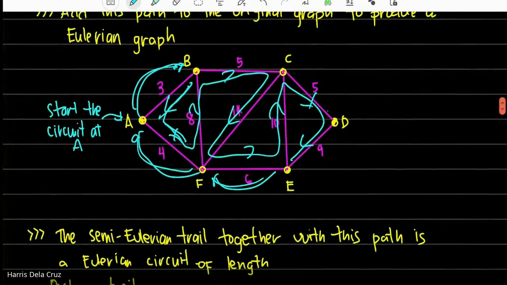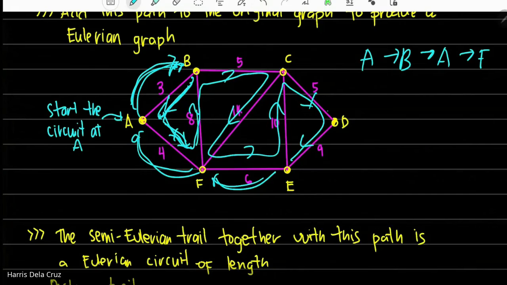Following the circuit itself. You already know that from A, you can go to B. When you follow the circuit, A to B. And then from B, the circuit says go to A again. And then from A, go to F. You are now following the circuit.